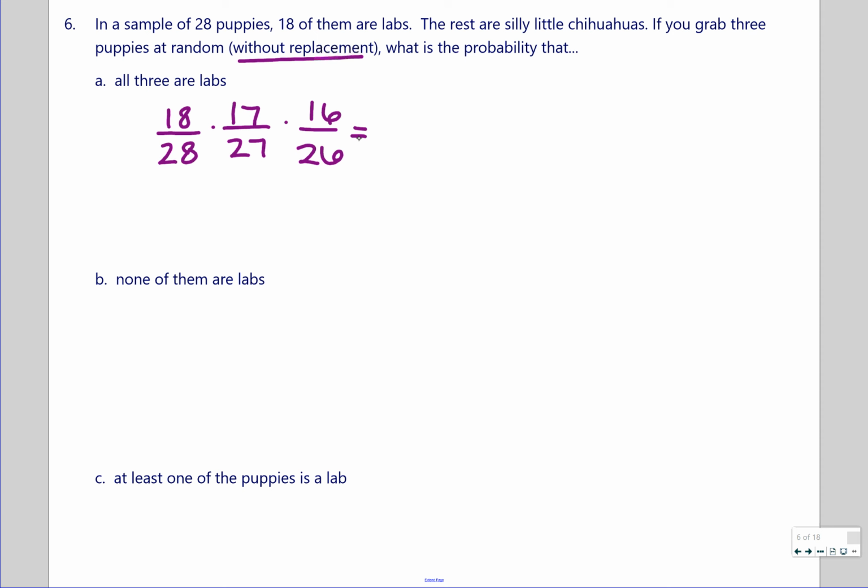So on top, I get 4896. On the bottom, multiply straight across, 19656, and then we divide.